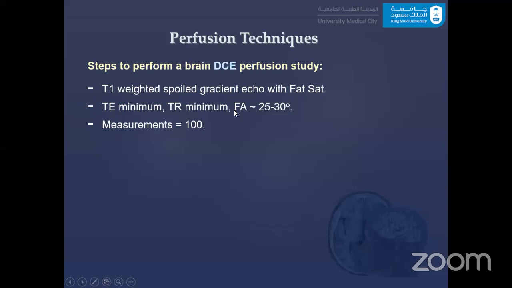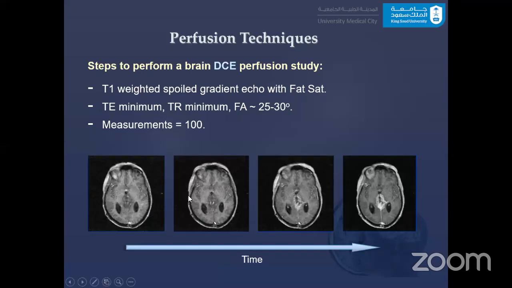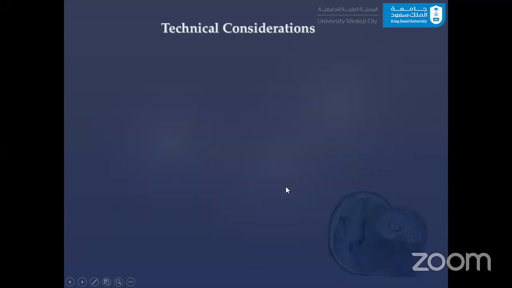Dynamic contrast enhanced, which is the second type of perfusion, is actually based on a spoiled gradient echo sequence. It's not EPI, it doesn't require EPI. We just use the gradient echo sequence with fast acquisition. TE should be minimum, TR again minimum, flip angle from 25 to 30, and measurements, like we have 100 measurements. As you can see, as time goes, we will see some enhancement. We can study the curve by pixel, and from that we can draw the curve.